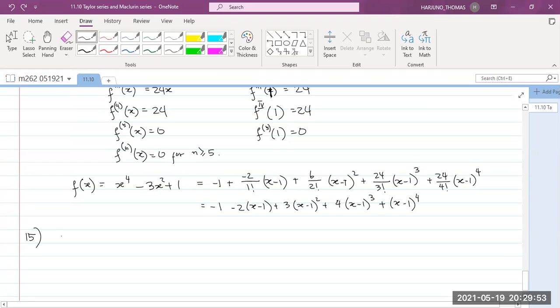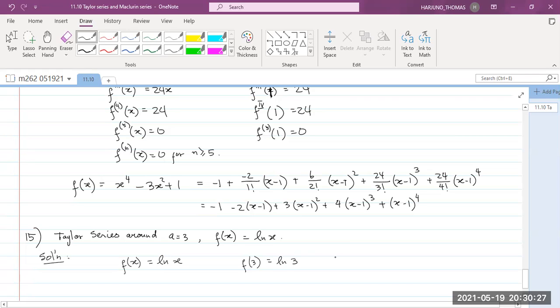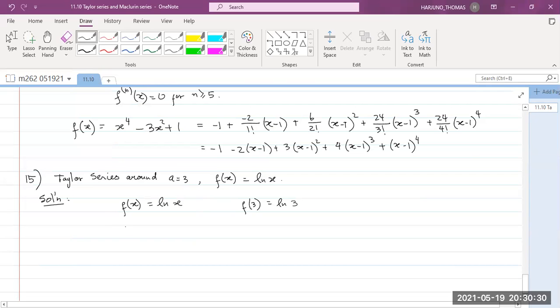Number 15, Taylor series around a equals 3 for f(x) equals ln x. Let's see, hopefully we can get some pattern. f(x) equals ln x, so f(3) is ln 3. The derivative will be 1 over x, so f prime of 3 will be 1/3. f double prime of x will be -1 over x squared.